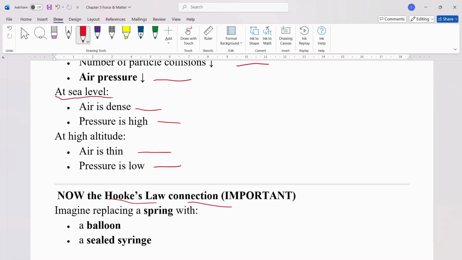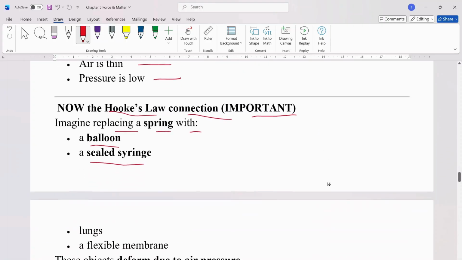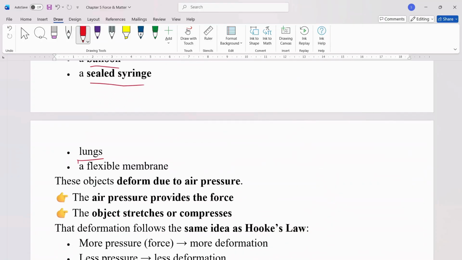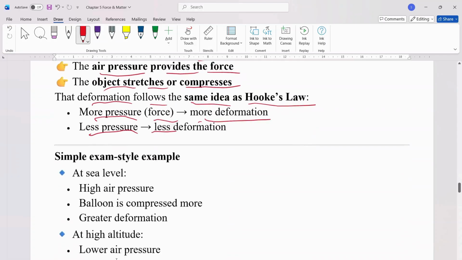How is the Hooke's law connection important here? Imagine replacing a spring with a balloon, a sealed syringe, lungs, or a flexible membrane. These objects deform due to air pressure. The air pressure provides the force. The object stretches or compresses. The deformation follows the same idea as Hooke's law. More pressure means more force, means more deformation. Less pressure means less deformation.